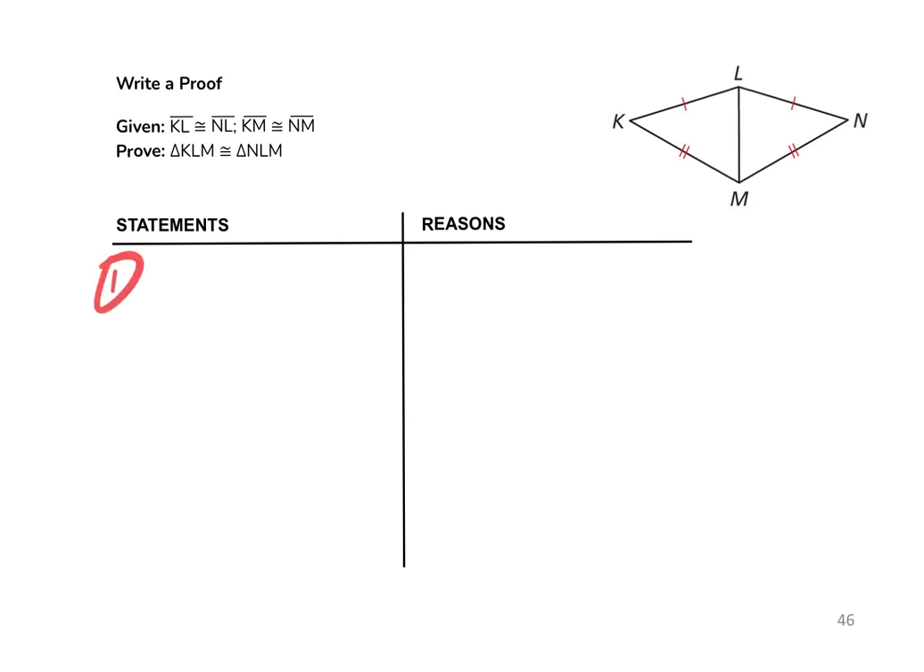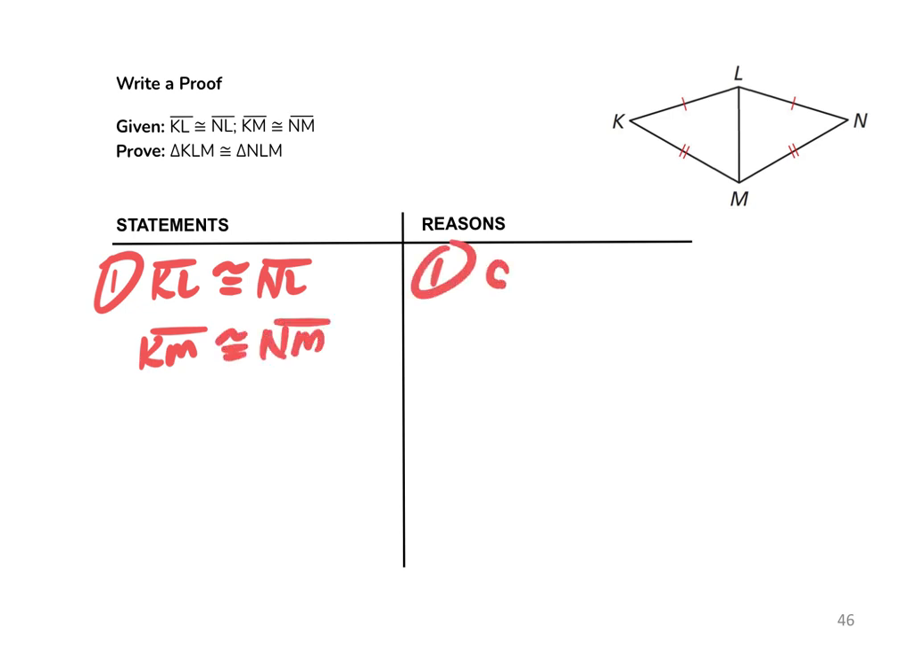So here we go. First statement we always know is given. KL is congruent to NL. KM is congruent to NM. And I can put all of that on statement 1 because all of that is given. It's also marked on the picture, okay? Sometimes it's marked, sometimes it's given, sometimes it's both. This time it's given to us and it's marked on the picture.